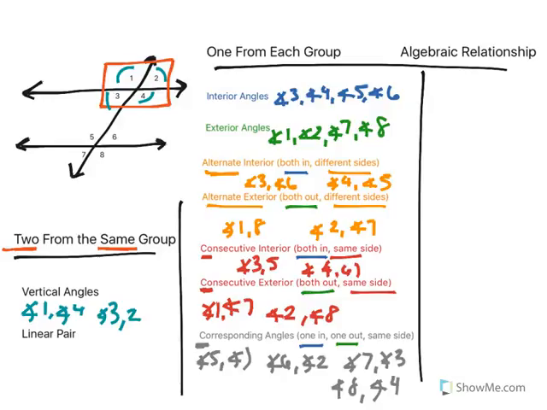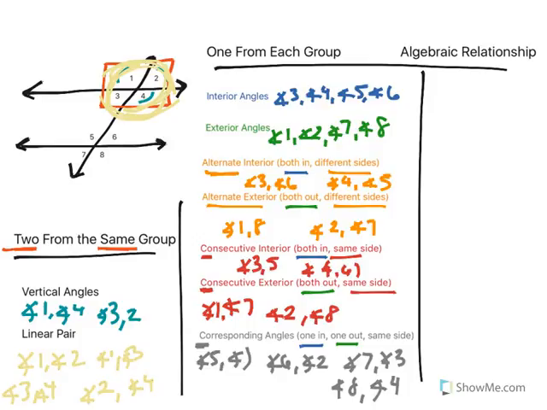Or we can classify angles from the same group as a linear pair. So these two angles form a line when added together. These two angles equal 180 when added together. These two angles equal 180 when added together. And these two angles equal 180 when added together. So we can do 1 and 2, 3 and 4, 1 and 3, or 2 and 4. Okay?